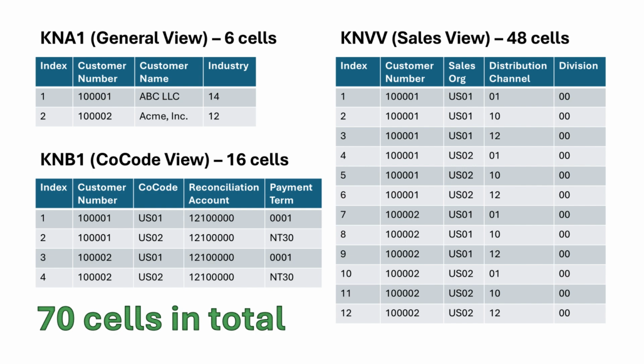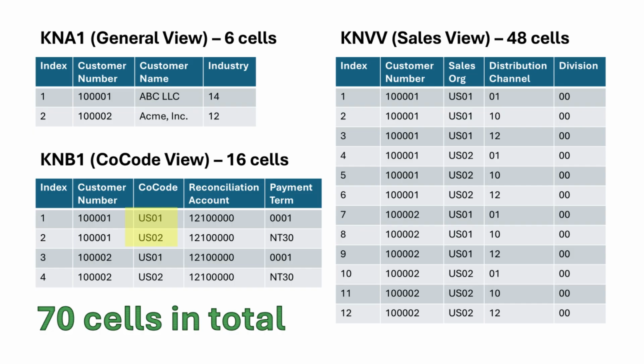KNB1 shows the finance view. KNVV is the sales view. In this example, we have two customers, 100001 and 100002. Each of them is extended to 6 sales areas, which is defined as the combination of sales organization, distribution channel, and division. On top of that, each of them is set up in 2 company codes, US01 and US02.